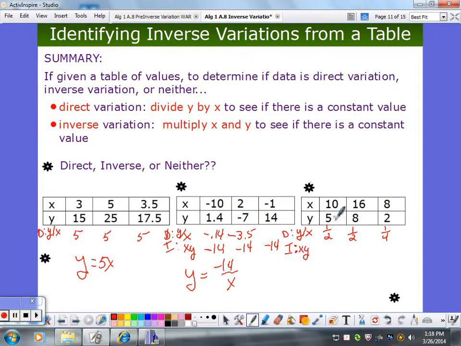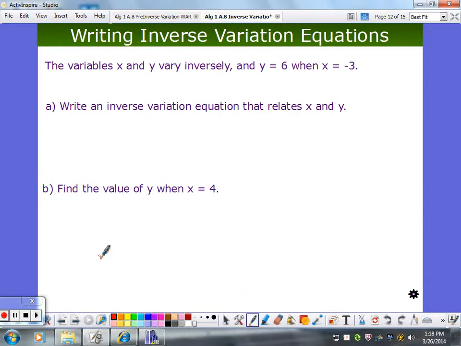X times y. That's 50. 16 times 8, what's that? 128? I don't even care what that one is, right? It doesn't have to be one or the other. It's under that one. So there we go. That's how we do those. What else we got? Let's see.